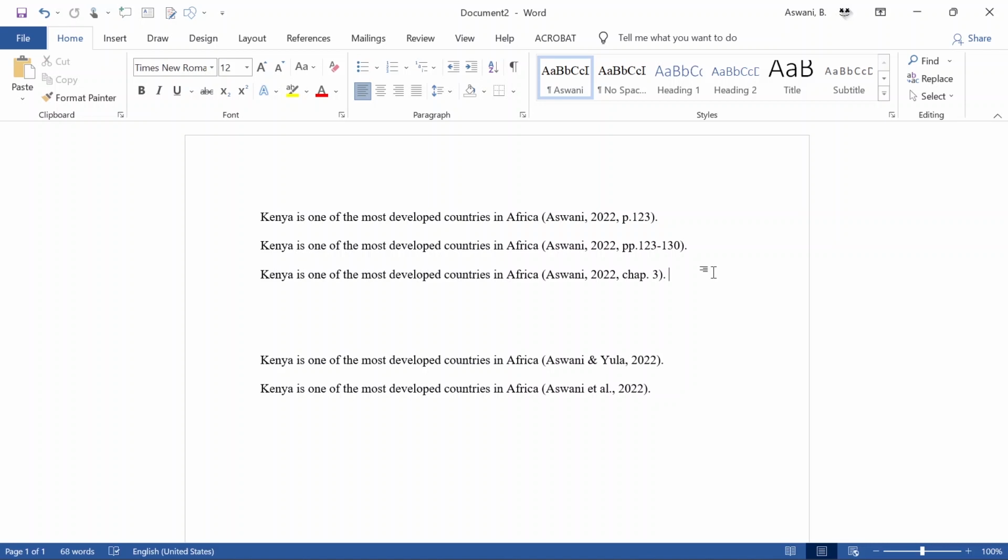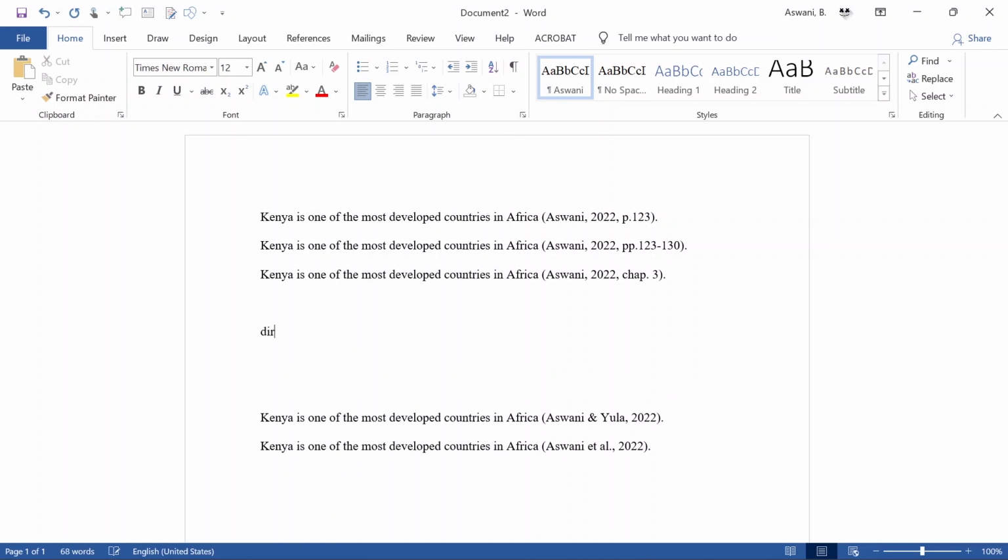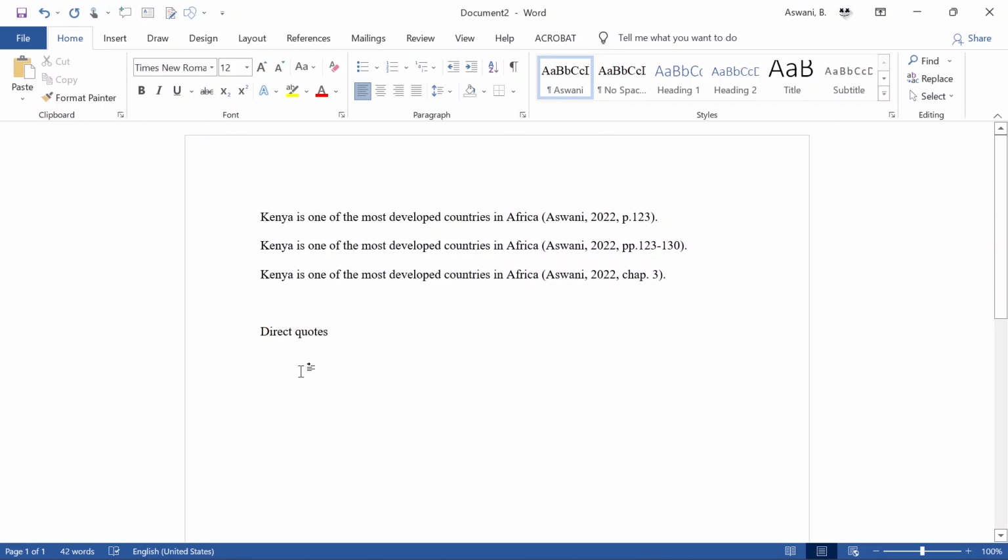The next instance where you need to also include page numbers is when you're referring to direct quotes. So whenever you quote somebody word by word, direct quotes mean you're quoting somebody word by word. Let me show you an example.